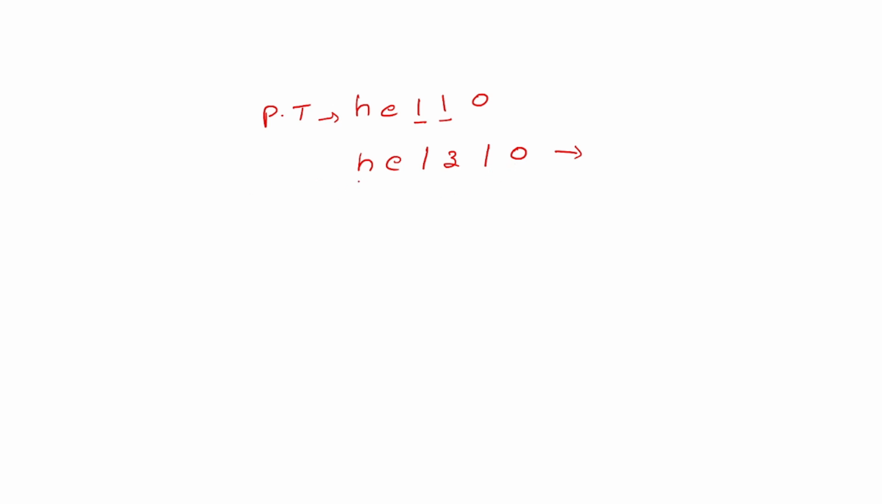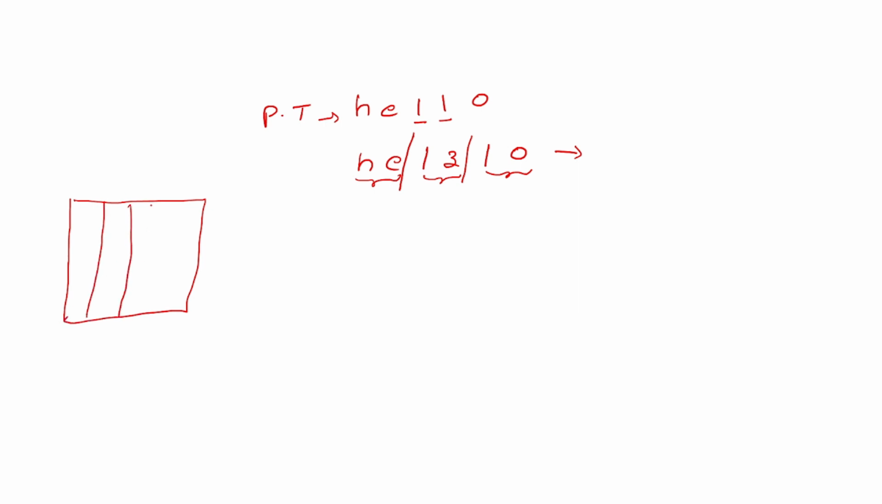Take the plain text in the form of pairs of two characters. You need to divide the plain text into blocks and each block contains two characters. The key stream, so what is the key stream? A 5 by 5 matrix. You can take any order.